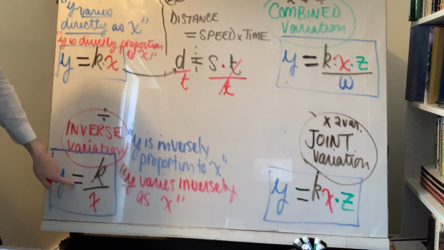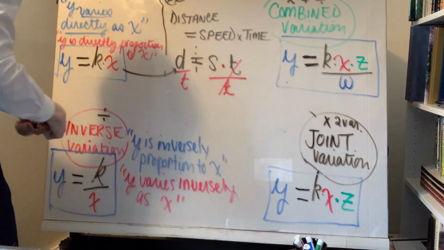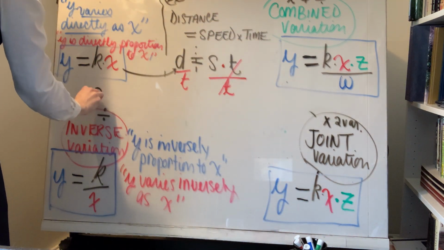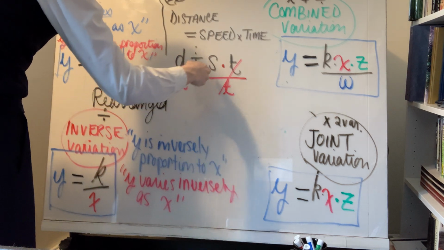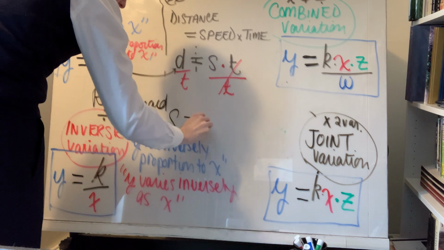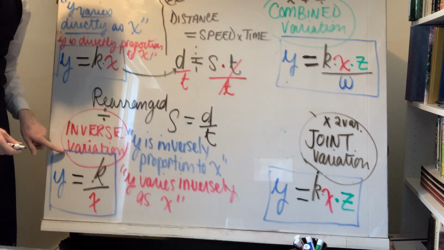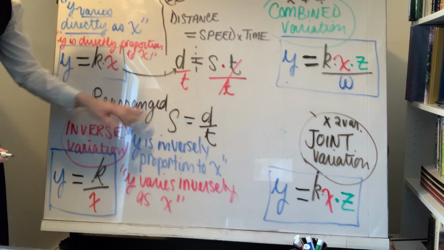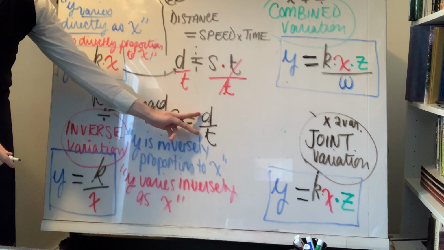Then I have an inverse relationship. It's the same exact formula, it's just rearranged. Rearranged, S is equal to D over T. In this instance, you would have an inverse variation relationship. Same exact formula again, it's just rearranged algebraically to look like that.